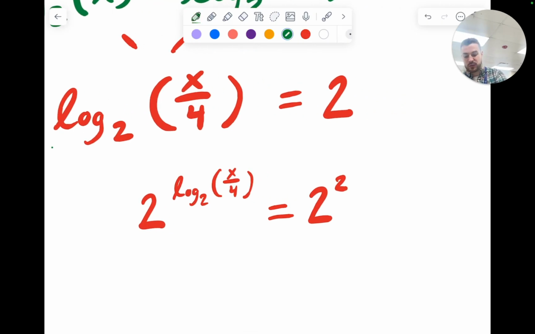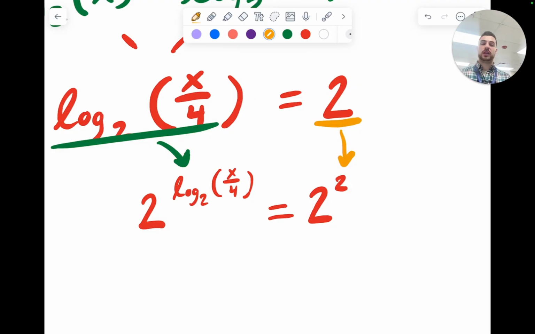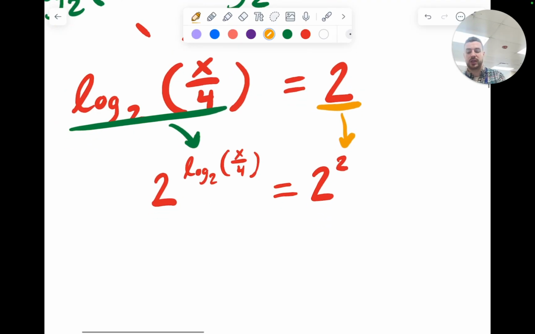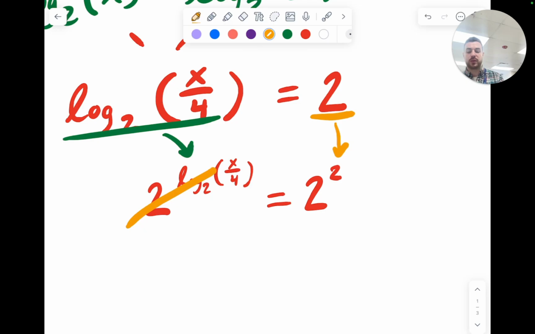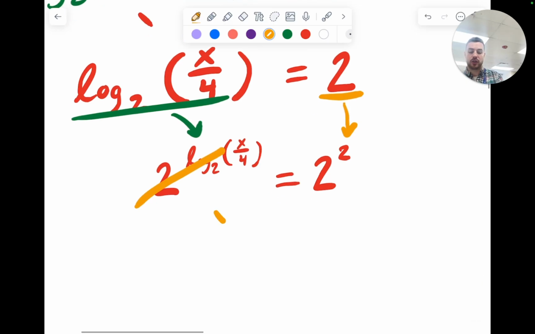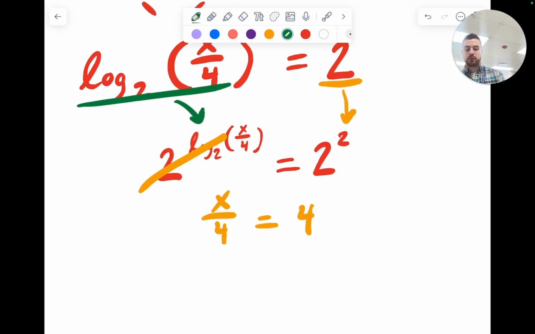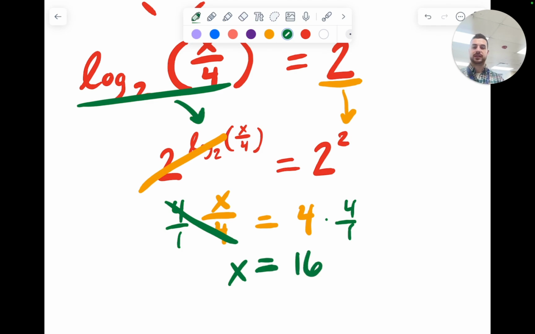Essentially, this part is going to here, this part is going to here. We are creating exponentials on both sides where the base is 2 in each. The reason we want to do this is because now our log and exponential will cancel, and we have just our argument, which is x divided by 4, equal to 2 to the second power, which is also 4. The last thing I'm going to want to do is isolate x and get it by itself. So I'm going to multiply both sides by 4, and I'll be left with x equals 4 times 4, which is 16.